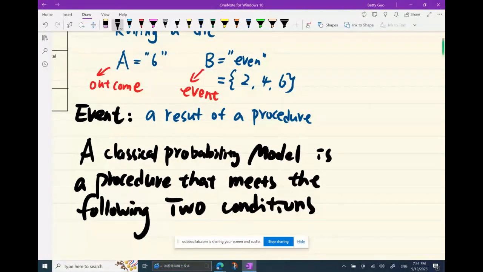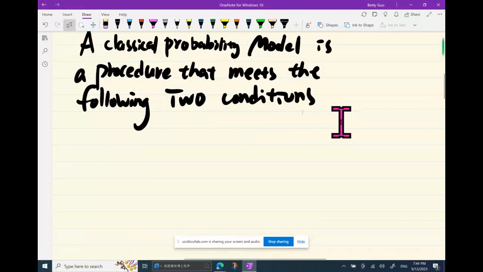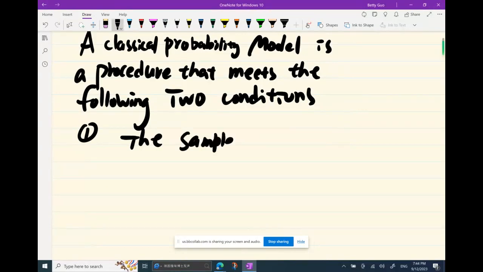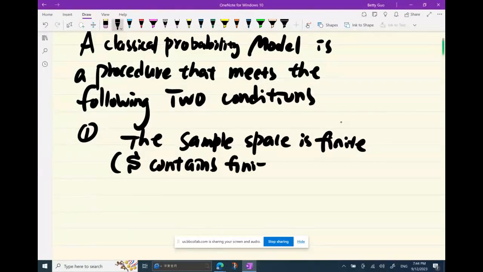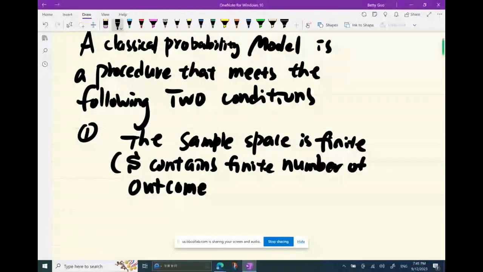Let me write the two conditions. Number 1, the sample space is finite. In other words, the sample space S contains a finite number of outcomes, not infinitely many, a finite number.